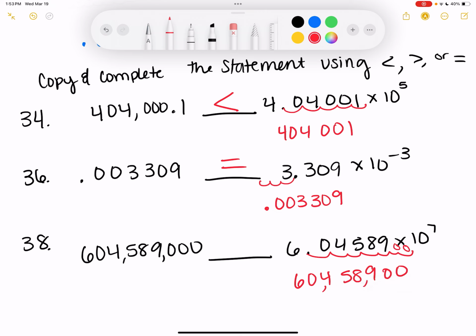Which one? What goes in the blank? Greater than. Greater than. Look at that. They gave us one of each.